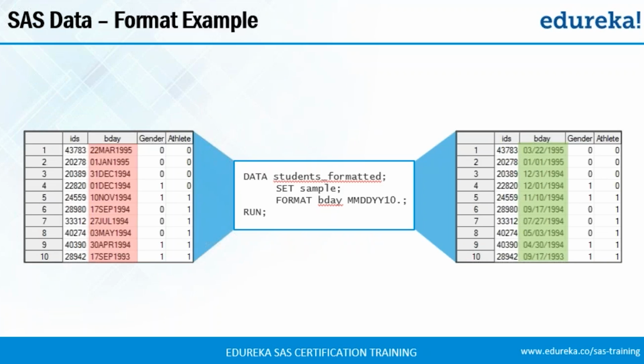SAS data format example. For example, here we have the birthday and we are creating a new data set. We are reading from the sample data set and we are creating a data set called students formatted, and we want the birthday in MMDDYY10. format. So this is going to change into MM/DD/YYYY. That's how it gets changed. So this is the format. And when you read this file, you use the informat to say how the data is coming in.